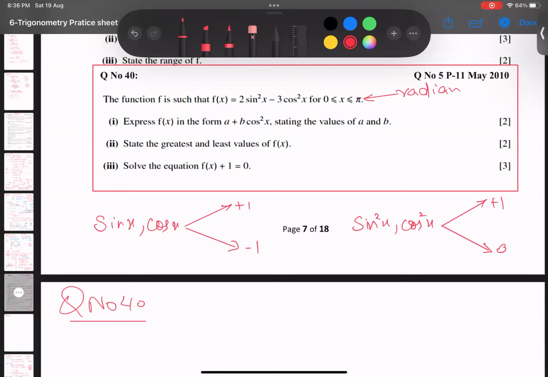First of all, in part one, what is the question? We have to convert this function into this form. He mentioned: express f of x in this form and state the values of a and b. If you look carefully, we have a cos square there, but we don't have a sine square in the answer. It means sine square, I have to remove it.